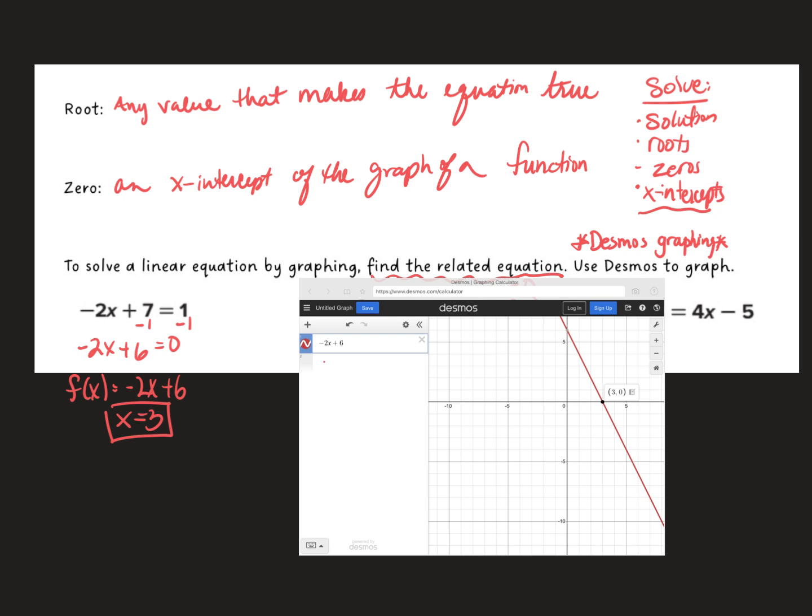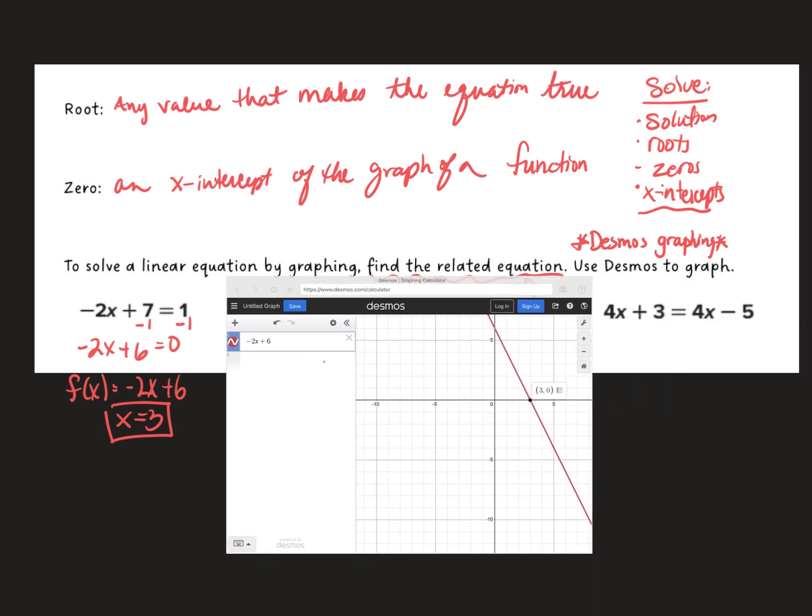I also want to show you that I can just type in negative 2x plus 7 equals 1. And that is a different graph. Did I type something wrong? Interesting. It has the same y-intercept. Oh, I know why, and that's okay. But you can see here that it did give me that same solution. So the graph may be different, but it did give me the same solution.